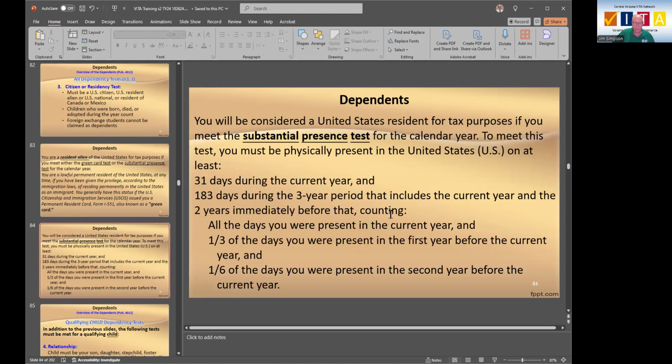I'll quickly go over this rule, and I'm just going to summarize this real quick. The substantial presence test means that you were here for 183 days during the 3-year period that includes the current year and the 2 years immediately before, and there are some complicated calculations to determine that 183 days. A lot of the people we deal with, like foreign students that are here, are exempt during the first 5 years that they're here. They don't even have to count those days. So they're never going to be treated as a resident alien for that. They'll always be a non-resident alien for this.